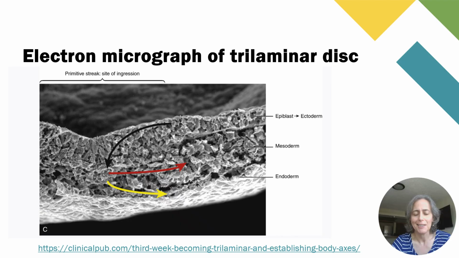This is what that looks like on an electron micrograph. So super, super powerful microscope. And you can see the ectoderm is up here. That doesn't show up very well. Endoderm is down here, and mesoderm is in the middle. Kind of cool.